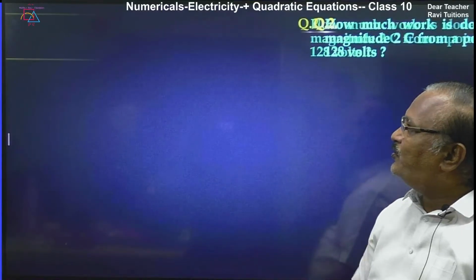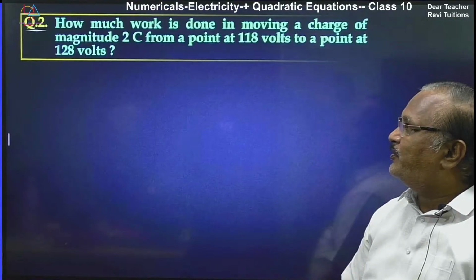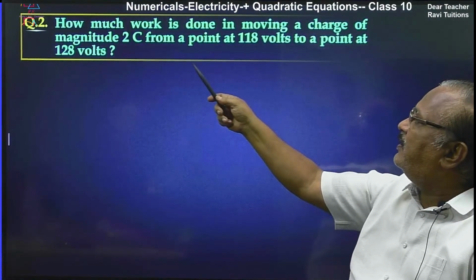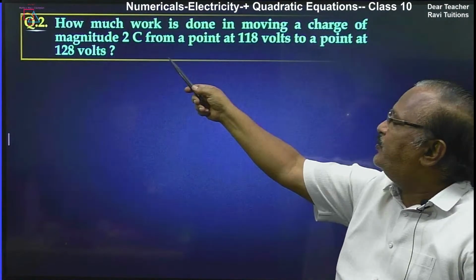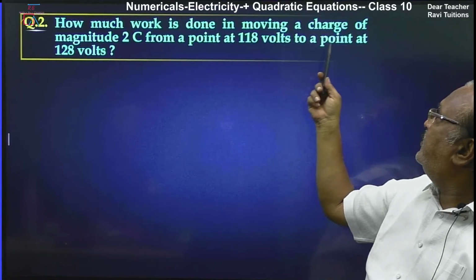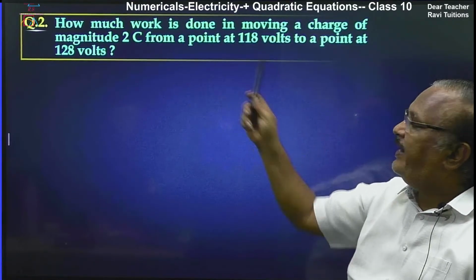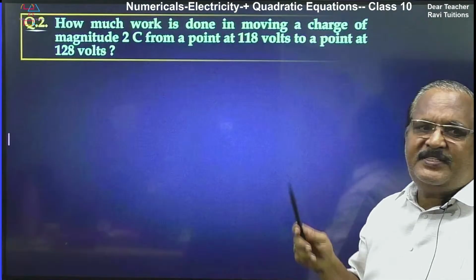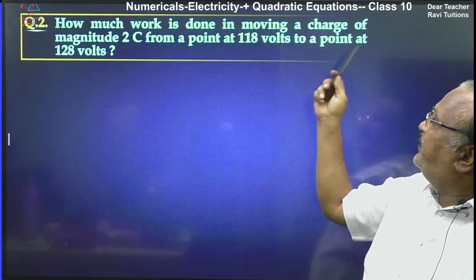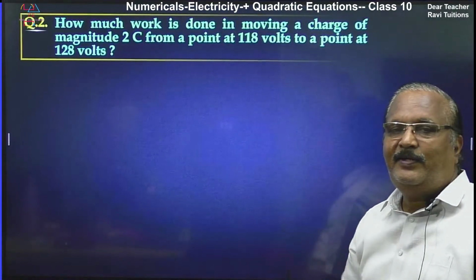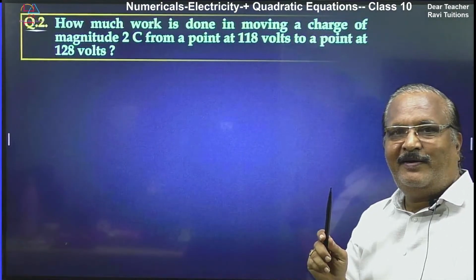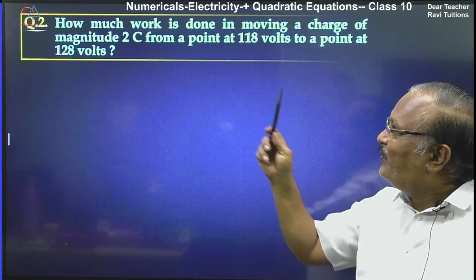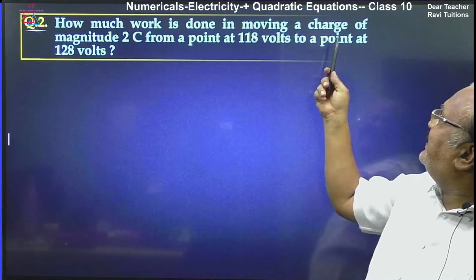Let us go to one more question. How much work is done in moving a charge of magnitude 2C from a point at 118 volts to a point at 128 volts? So now, if you don't understand the problem, you just see the units, 2C. Don't think that 2 calories or 2 centigrade, it is 2 coulombs. You can see charge of magnitude.